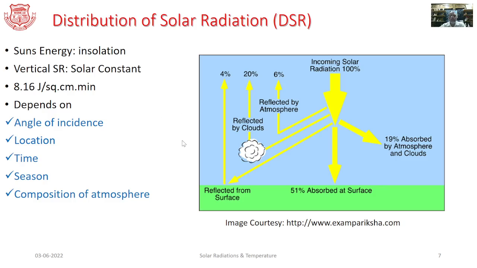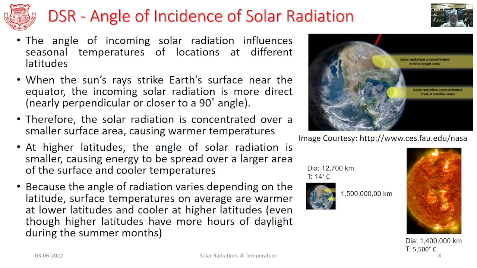This insolation will be changing according to the angle of incidence, the location, the time, the season, as well as the composition of the atmosphere. The first parameter can be considered in terms of the angle of incidence of the solar radiation. So this angle of incoming solar radiations influences the seasonal temperatures of the locations at different latitudes.